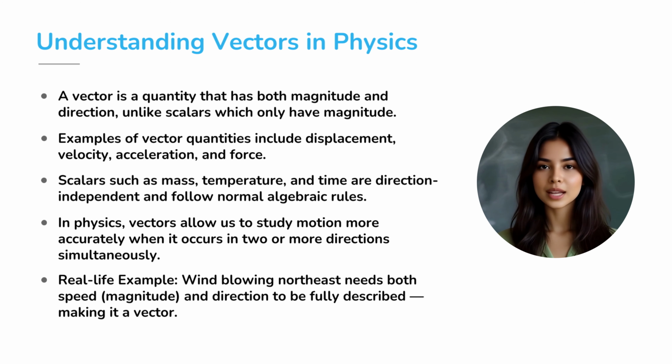Picture wind blowing at 20 kilometers per hour. That number alone isn't enough. You also need to know where it's headed, northeast, southwest. That direction turns it into a vector. In physics, direction is just as important as value. And that's why vectors are essential for exploring the real behavior of moving objects.